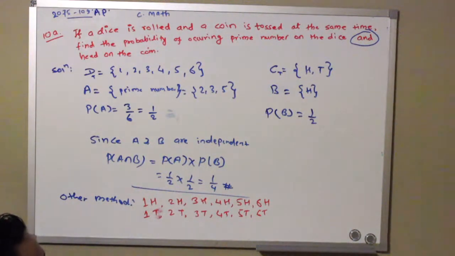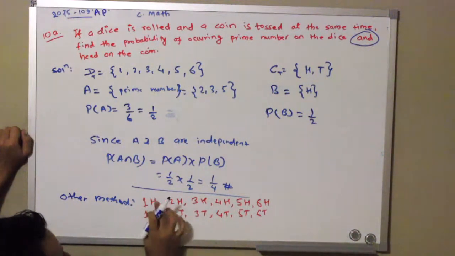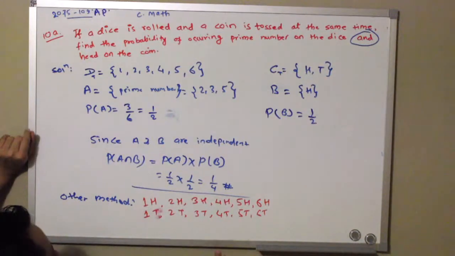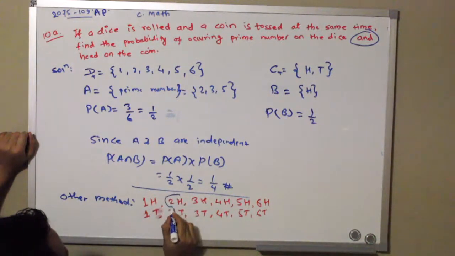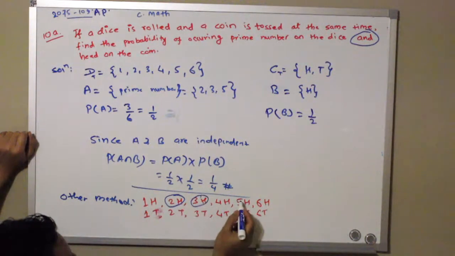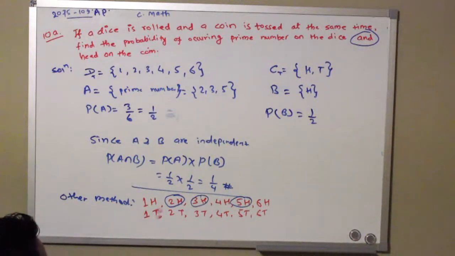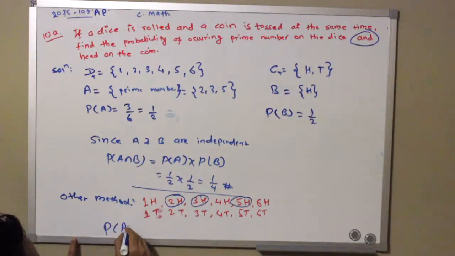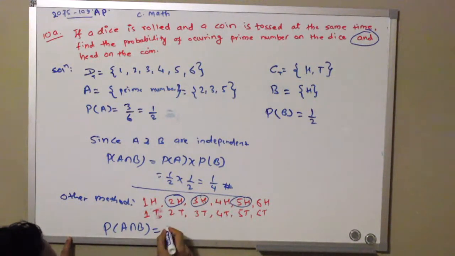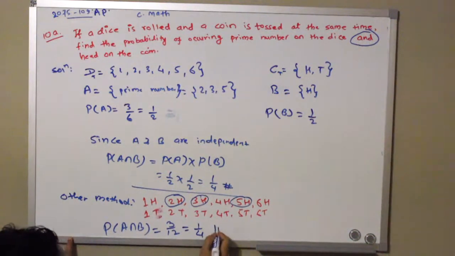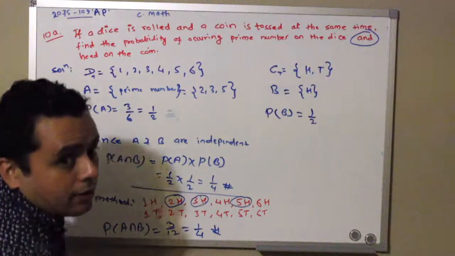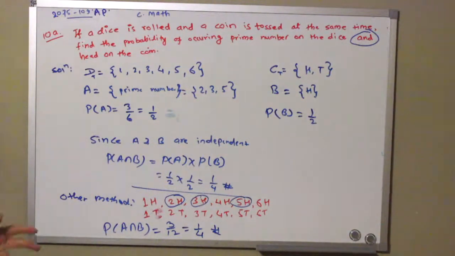But I need a prime number and head. Head is only in this line, but I need a head with a prime number. So 2H, 3H and 5H. What is the probability of A intersection B? It is 3 over the total of 12, you can count them, which is again 1 by 4. You can do either way.